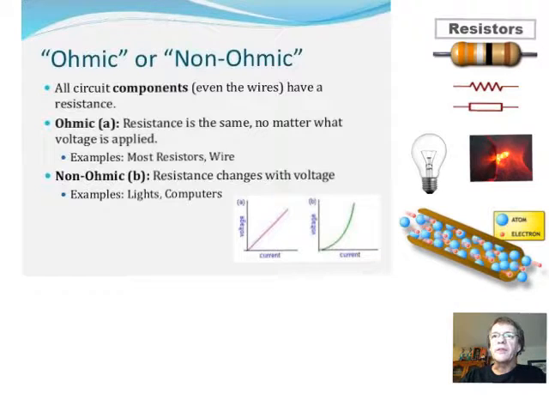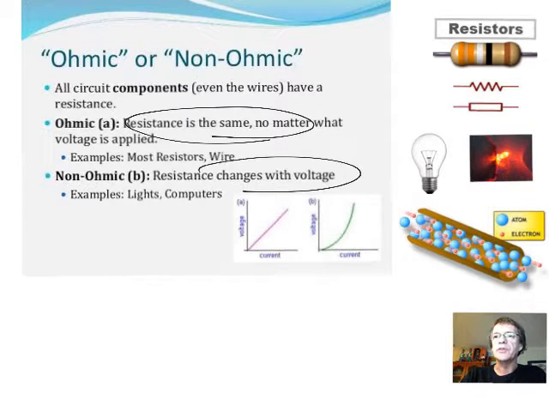So what we're saying is that you can get two types of conductors, the ohmic one and the non-ohmic one. The ohmic one, the resistance will always be the same, no matter what voltage is applied, and the non-ohmic one will change with the voltage. So some examples of that would be lights and computers. Most resistors, of course, are actually ohmic, whereas other ones like lights and computers are not.